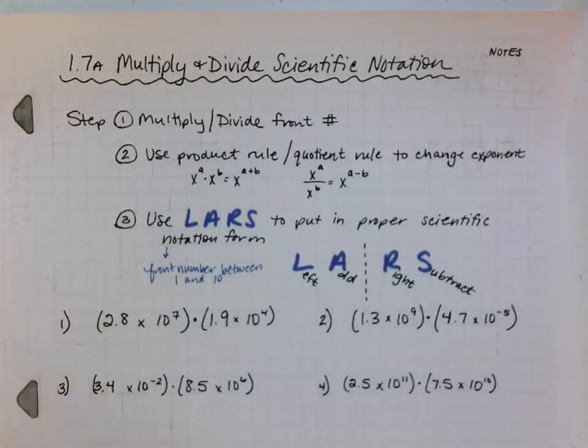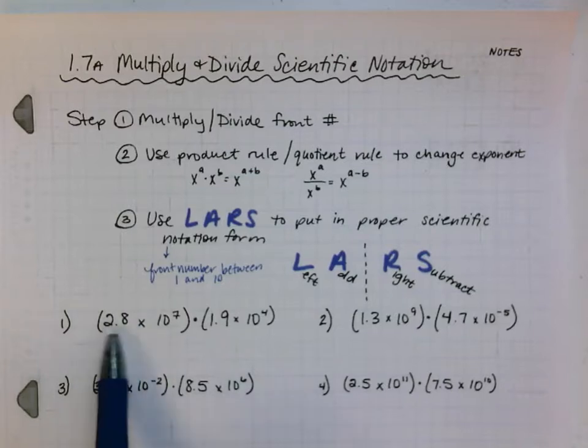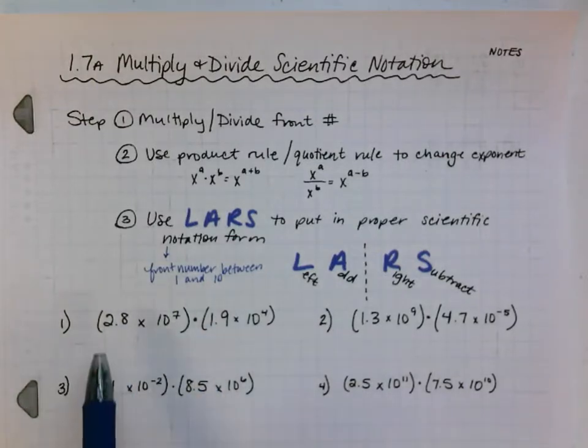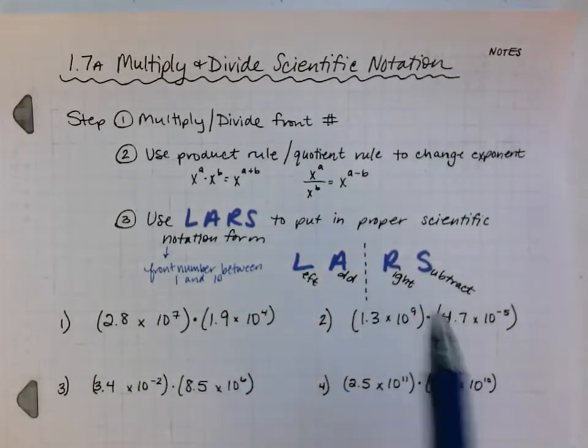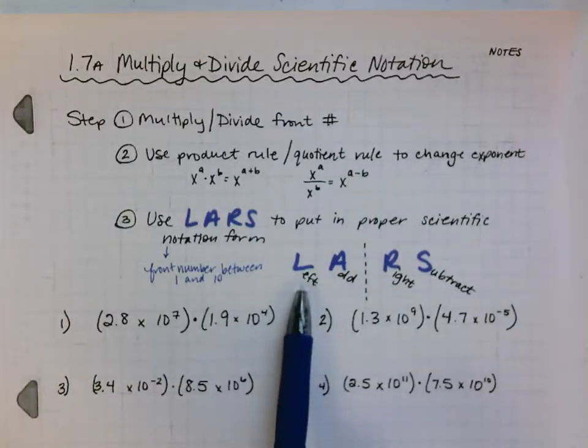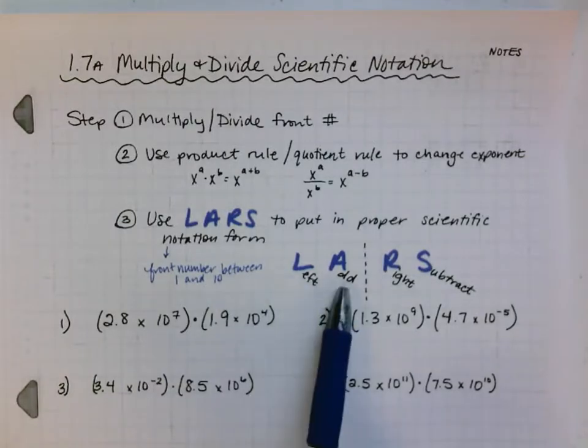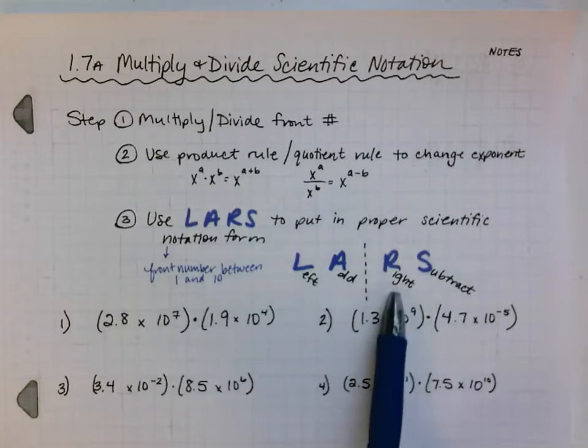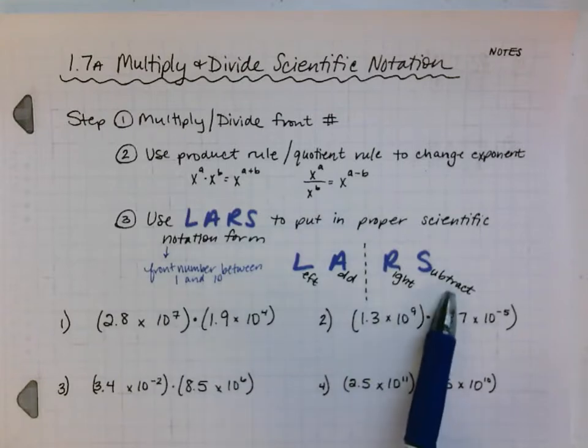The last step is we have to make sure that our scientific notation is in proper form. That is, for instance, even in this problem, see that the first number is in between 1 and 10. It's not greater than 10, and it's anything 1 or larger. So if it's too big or if it's too little, we can use the acronym LARS to help us get it into proper form. LARS means if I need to move my decimal to the left, I add that many to the exponent. If I need to move my decimal to the right, I subtract that many from the exponent.